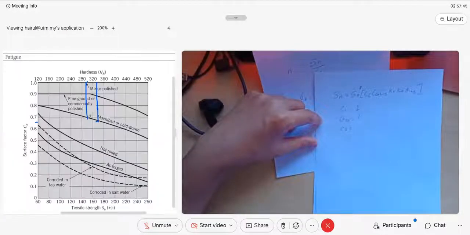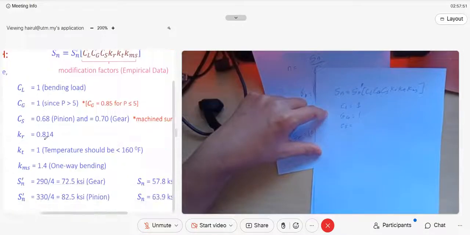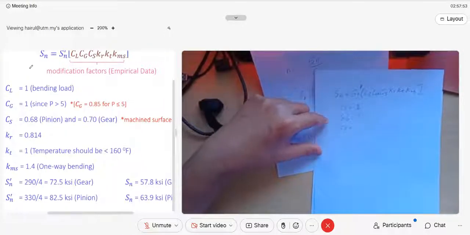Close to 0.7. So for gear it is 0.7 for your CS. Okay, KR is 0.815. Why is KR 0.815?